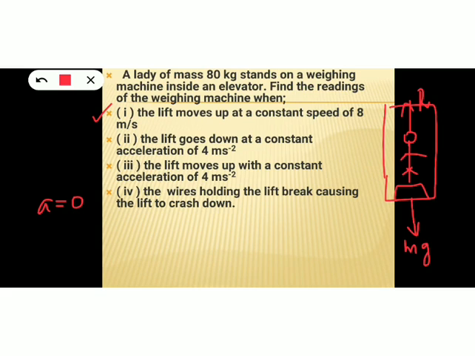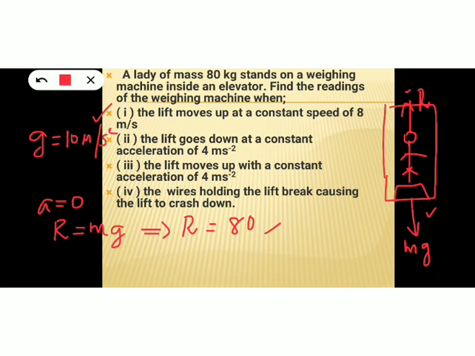Okay, so if there is no acceleration, that means in the absence of an external force, these two forces will be balanced. That is, the normal reaction R will be equal to mg. For this problem, we can take the value of g as 10 meters per second square for our convenience. So R is equal to mg, which is the mass of the lady, 80, into g, 10, so you will get 800 Newton. This is the normal reaction force.